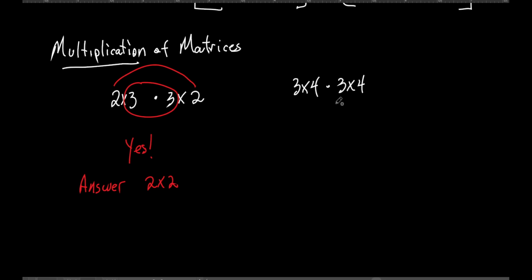Look at this. Can you multiply a 3 by 4 times a 3 by 4? You cannot, because if you take a look at the 2 that are inside, they are not the same. So no, you cannot multiply them together. All right? That's pretty easy, isn't it?